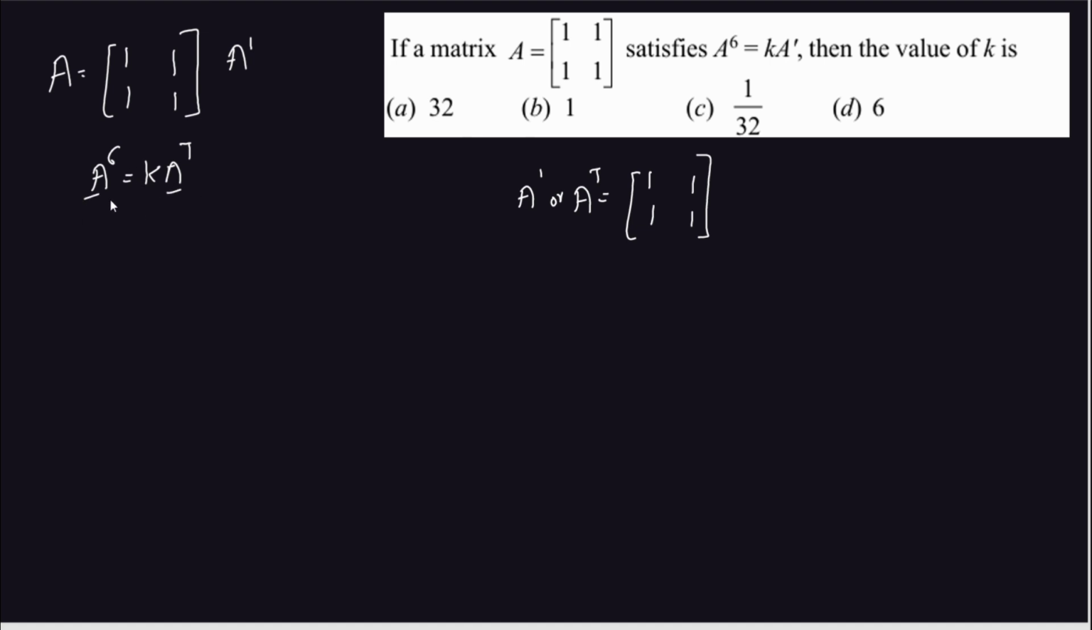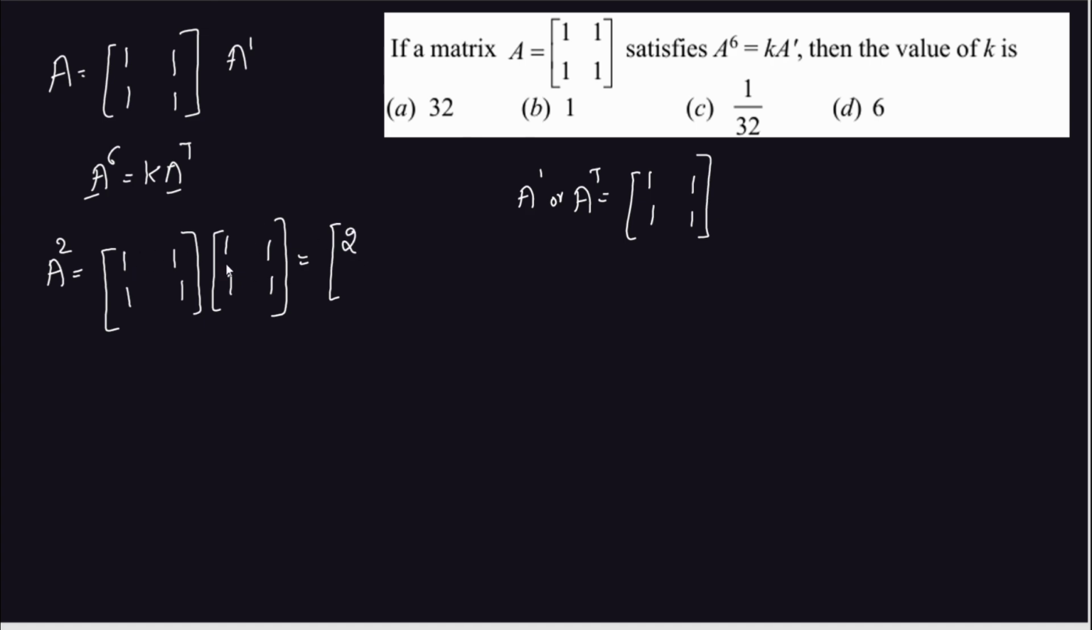Now, I will find out what is A power 6. So, first, I will find out what is A square. A square is A into A. So, I will multiply the A matrix twice. How does the matrix multiplication work? First row into first column will give me the first row, first element. 1 into 1 plus 1 into 1 is what? 1 plus 1 is 2. So, that is my first element.